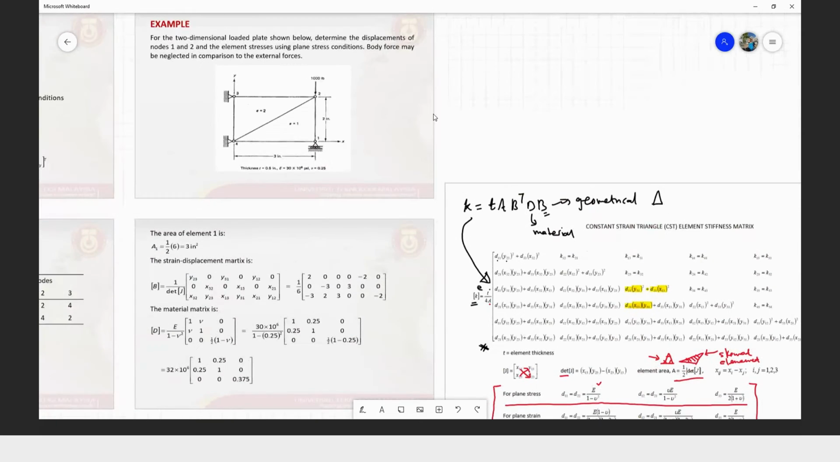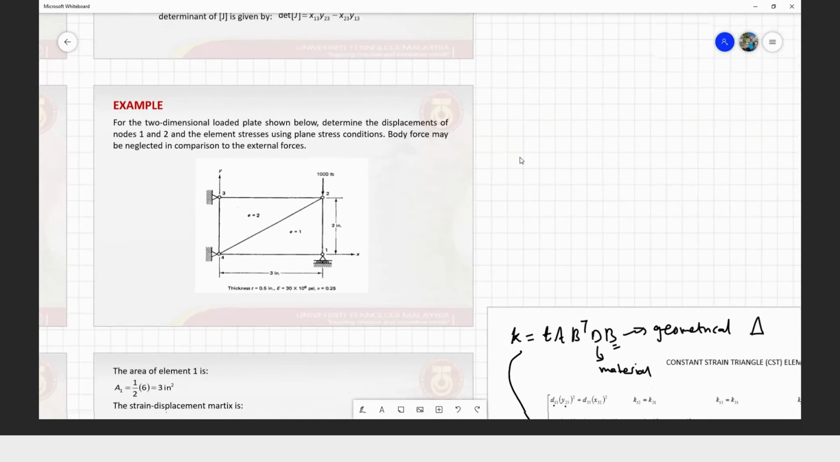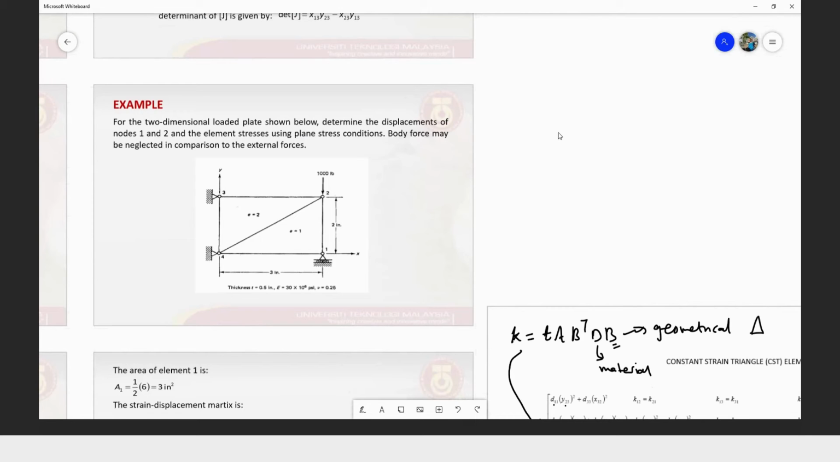So let's say we have this problem, which mentions that we have a two-dimensional loaded plate shown. Determine the displacement at node 1 and node 2. So let's draw the degrees of freedom at each nodal point. So we have something like that: U4, V4, U3, V3, U1, V1, U2, V2.